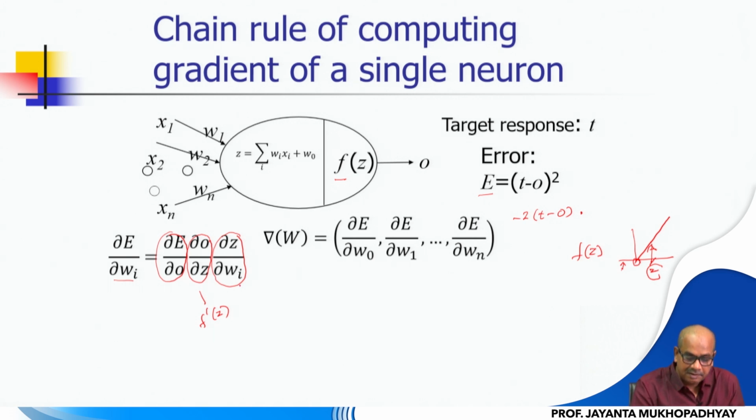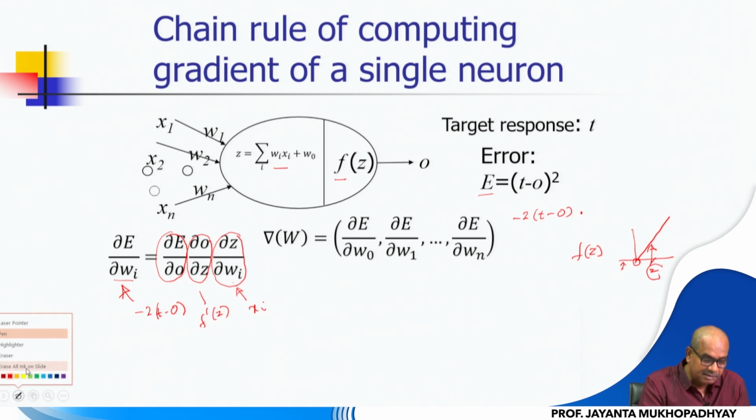After that, when computing the partial derivative of Z with respect to Wi, we find that this is a linear combination, so only the component xi remains. So it is minus 2 into (t minus o), then f dash Z, the gradient of the function f, and then xi. The product of these three is delta E by delta Wi.